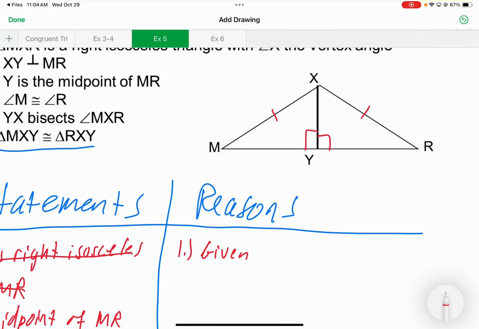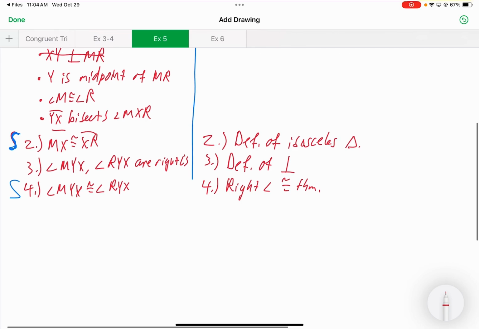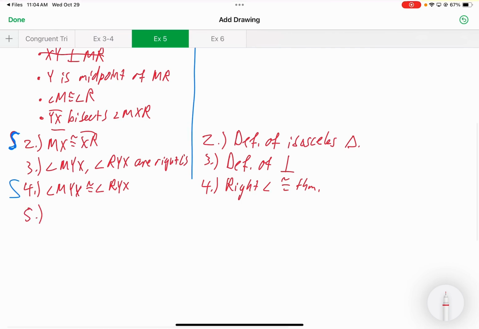What's equal? Good. MY would be congruent to YR, right? If it's the midpoint. So let's say that. So MY is congruent to YR. Okay. And what would be my reason for that? Good, Max. Definition of midpoint.